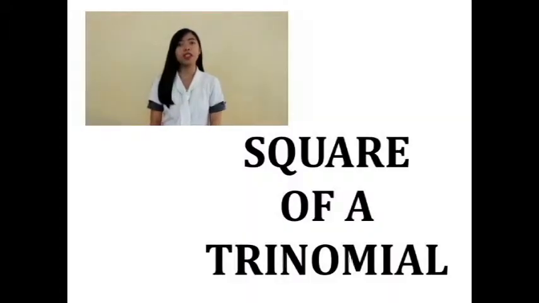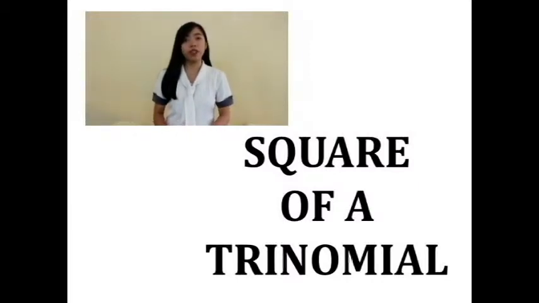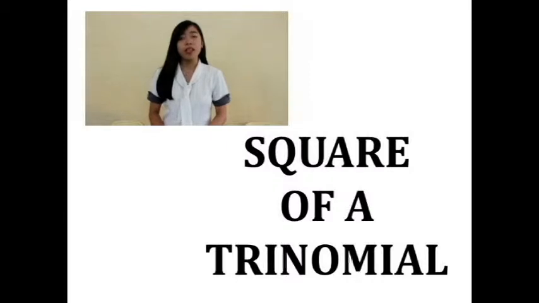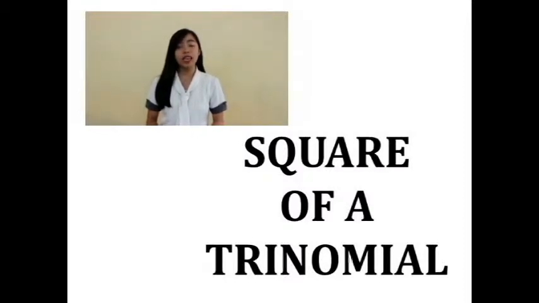Okay, so now let's proceed to the square of a trinomial. The square of a trinomial is expressed as a plus b plus c quantity squared, or a squared plus b squared plus c squared plus 2ab plus 2ac plus 2bc. So it is expressed as the sum of the squares of the first, the second, and the last term, twice the product of the first and the second term, twice the product of the first and the last term, and finally, twice the product of the second and the last term.